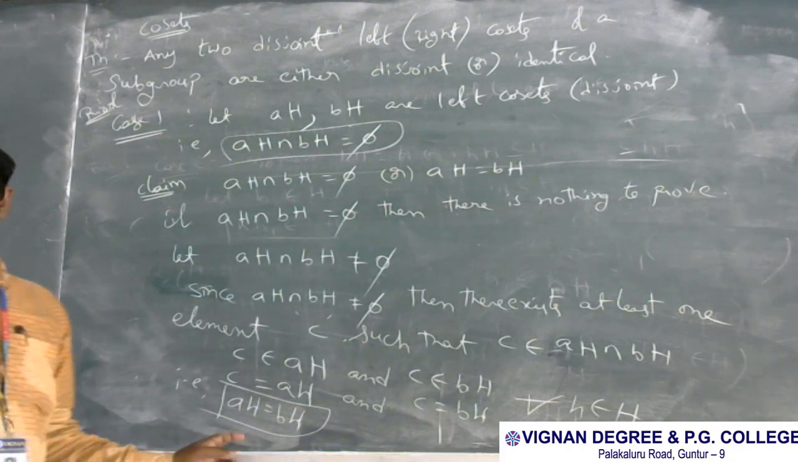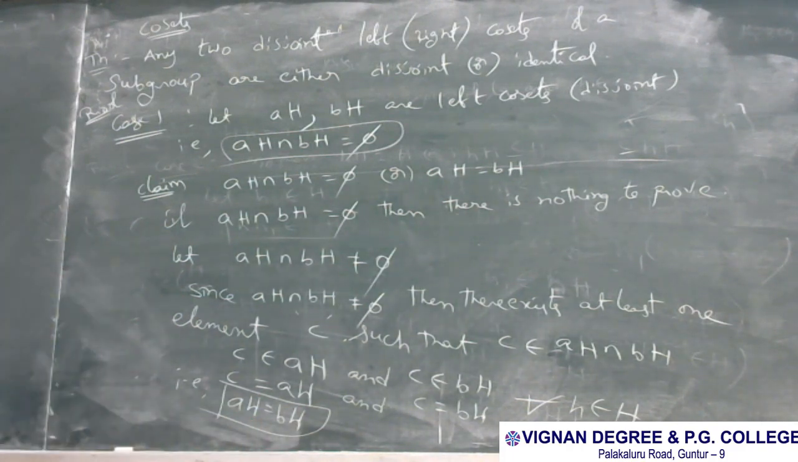So that is aH equals bH. So both left cosets are equal.